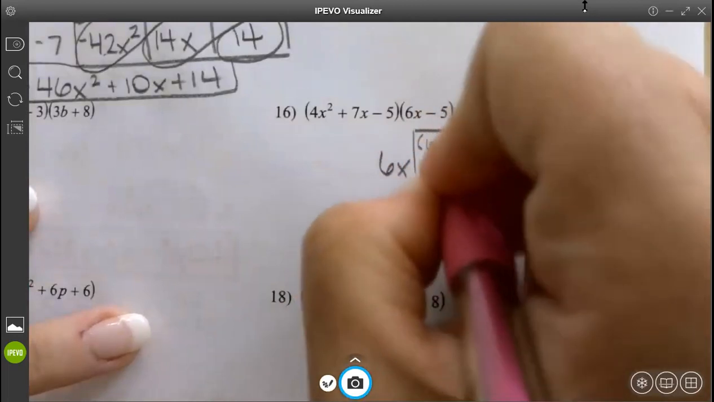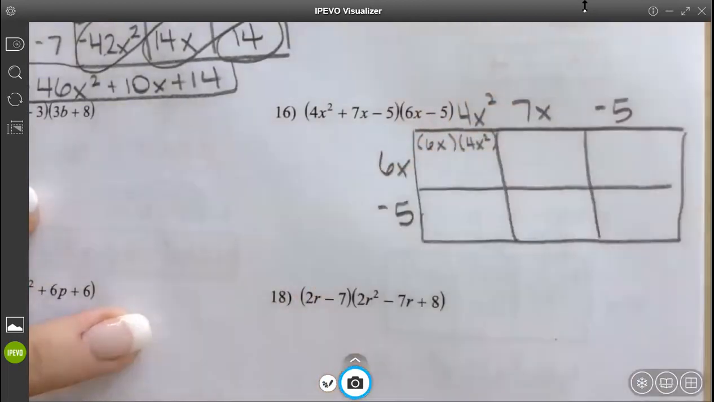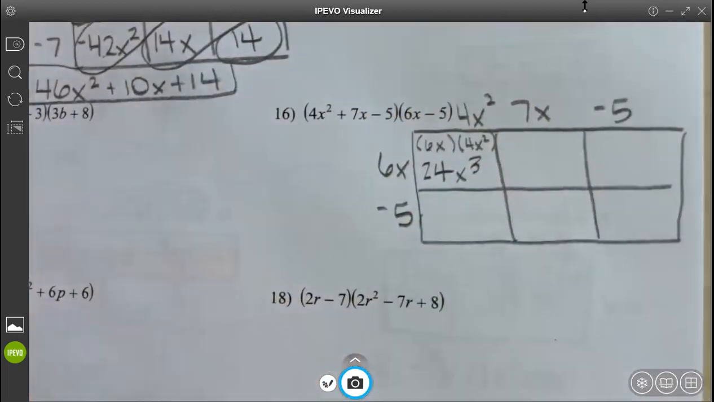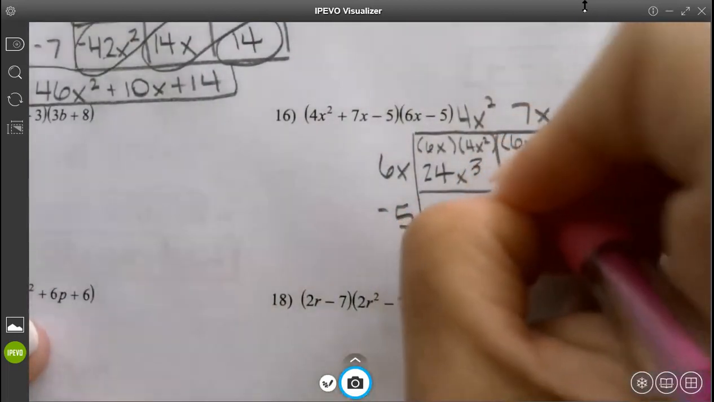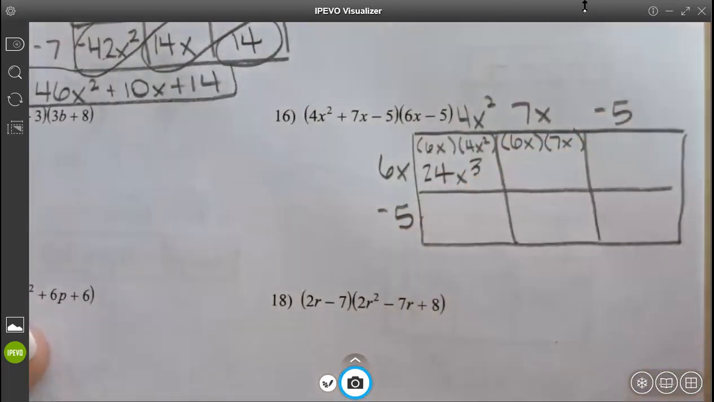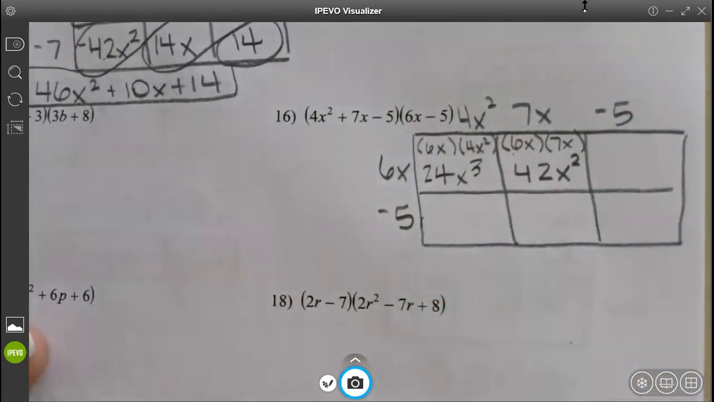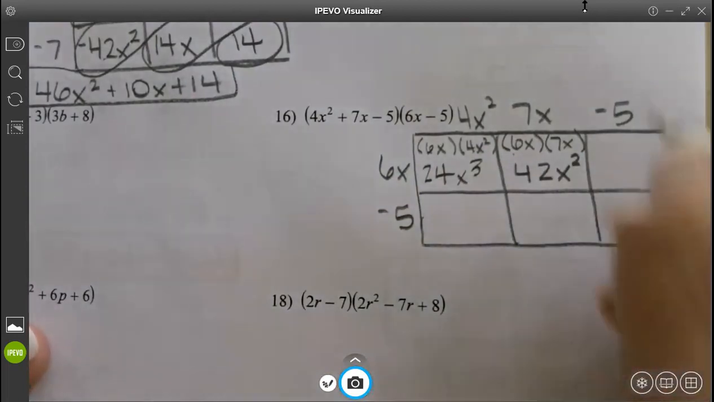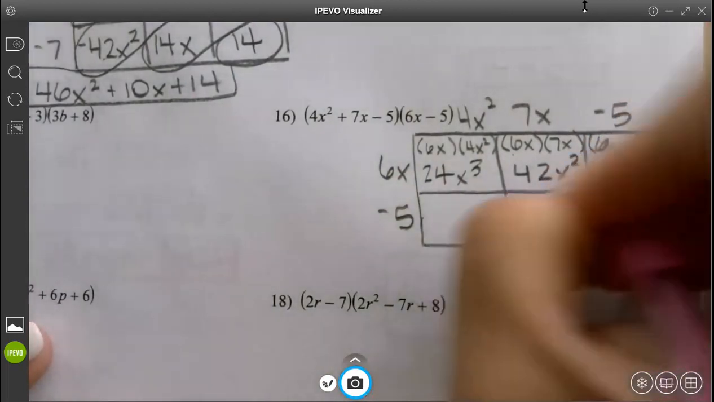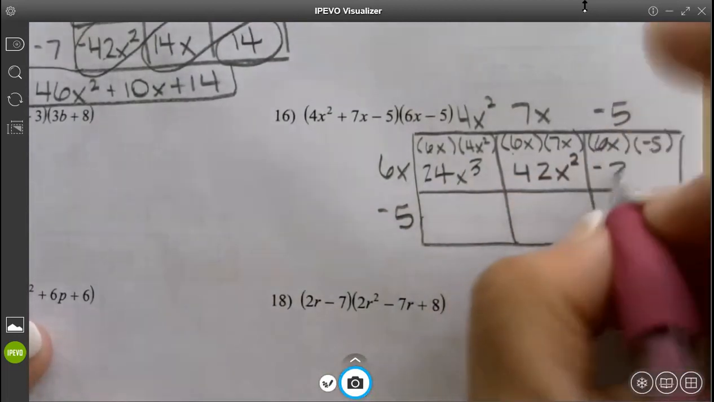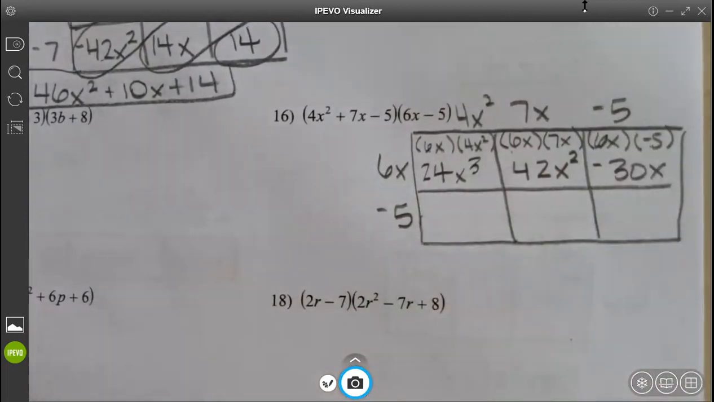In this first box, a 6x and a 4x squared. 6 times 4 is 24, and there's a total of 3 x's in that box. And the next one, 6x and 7x. 6 times 7 is 42, and there's 2 x's in that box. The last one on the top, we had 6x and negative 5. 6 times negative 5 is negative 30, and there's only 1 x.